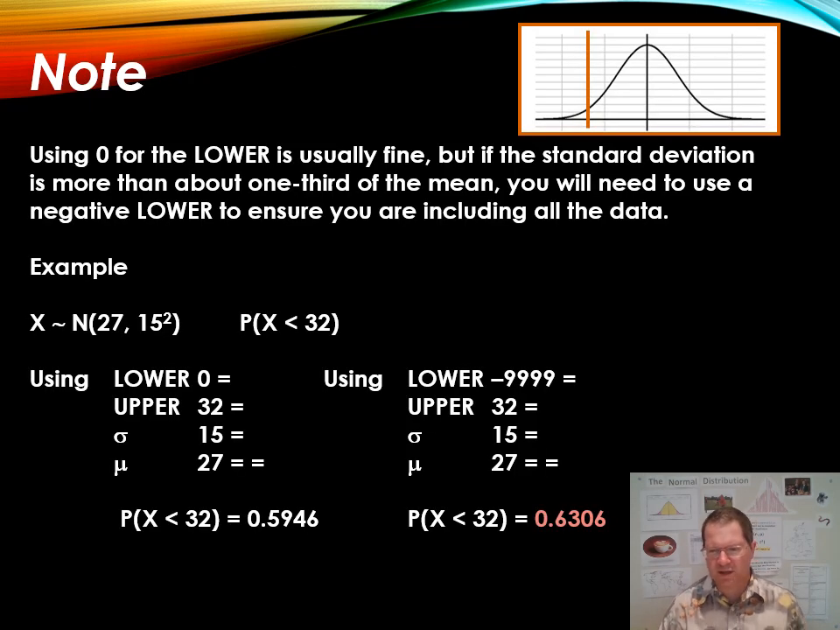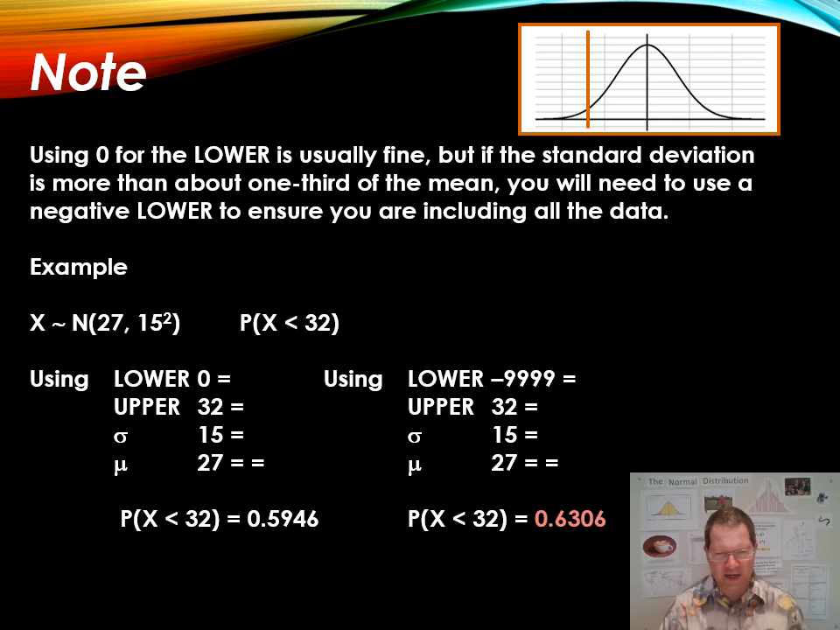So I mentioned earlier that sometimes distributions might take negative values. I've been using 0 for our lower, and that's usually fine. But if the standard deviation is more than about 1/3 of the mean, then you will need to use a negative lower to ensure you're including all the data. And I can illustrate that in an example.